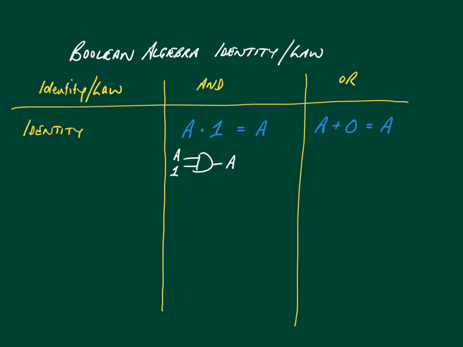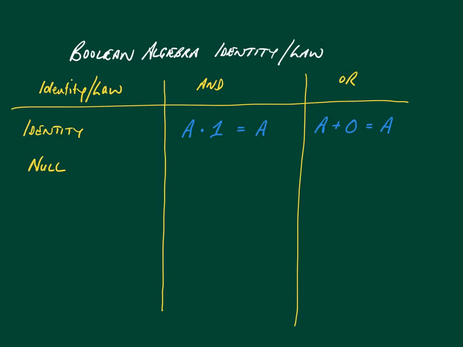And for the second one, for the OR column, we draw this logic gate. We've got A and 0 as inputs into the OR gate, and so if it's 0 and 0, the output is 0. If it's 1 and 0, because it's an OR gate, the output is 1. So again, for that gate, the output is whatever A is set to, and that's the identity.